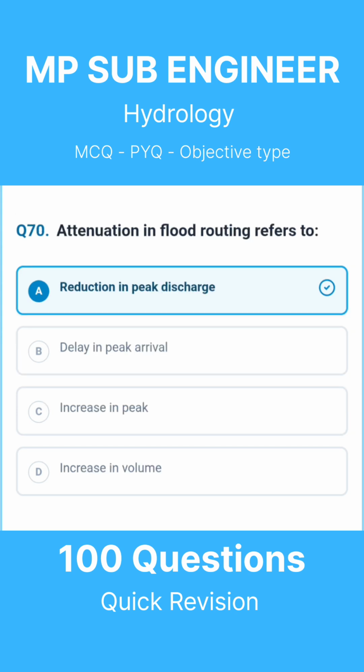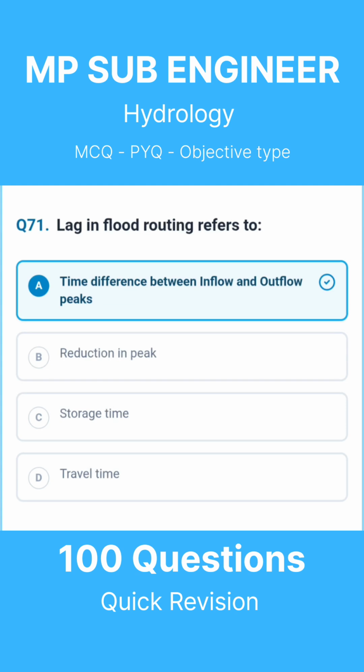Question 70. Attenuation in flood routing refers to. The correct answer is reduction in peak discharge. Question 71. Lag in flood routing refers to. The correct answer is time difference between inflow and outflow peaks.